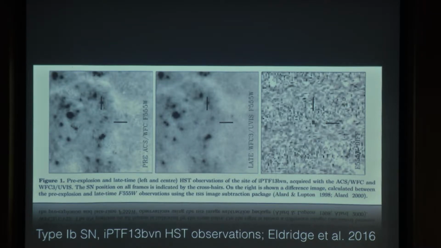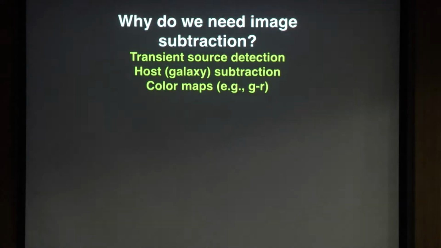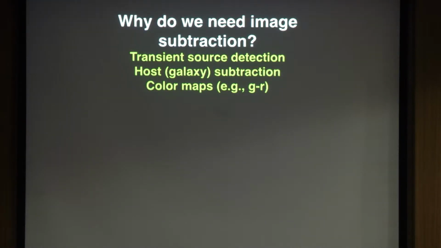This is something you can only do with HST and with a very, very careful image subtraction. If you're interested, read that paper. So that's host galaxy subtraction for photometry, and then you might also be interested in doing, for example, a 2D color map of a galaxy with the g-r color, which you can translate to a temperature, for example. If you want to do that, it's very important that your images are very well matched, which is exactly the same problem we need to solve for image subtraction.